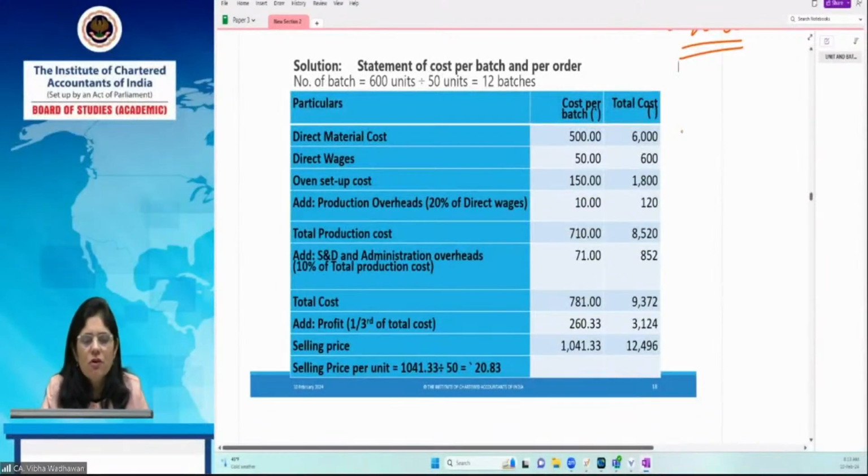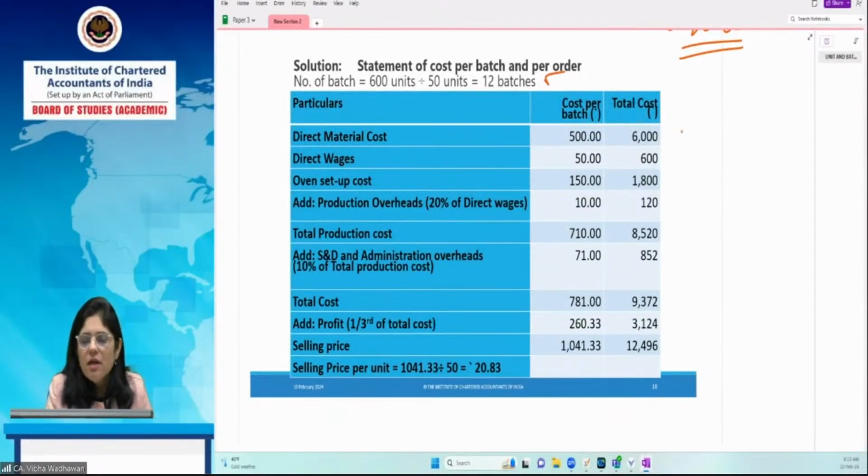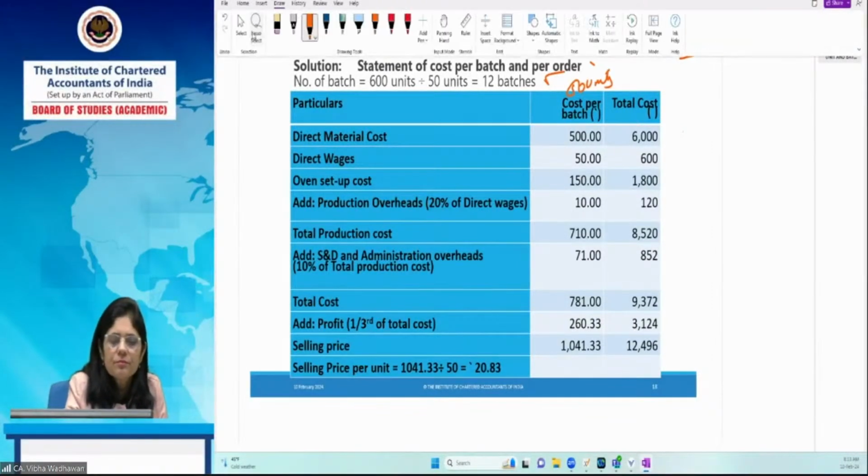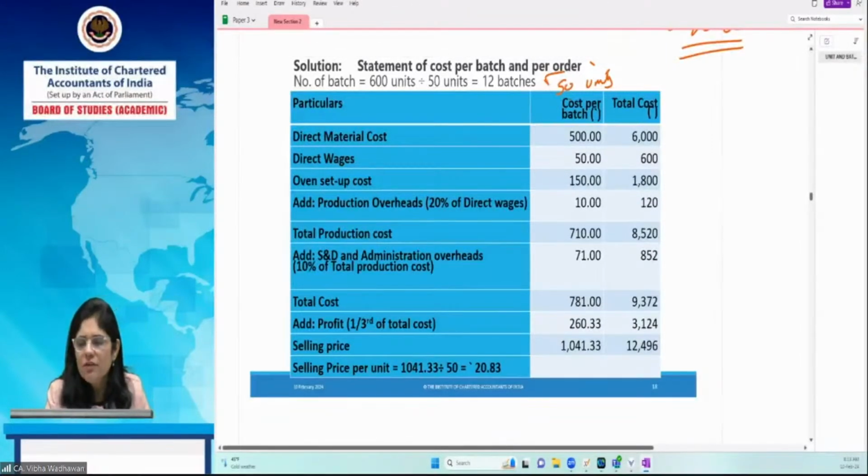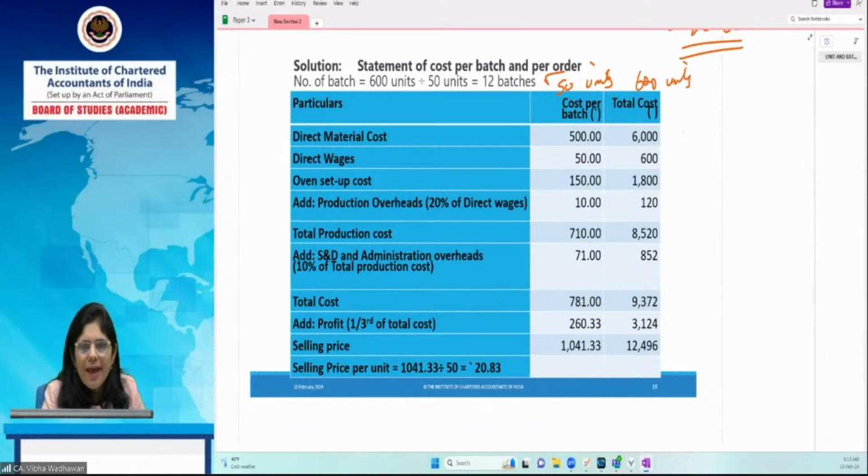So statement of cost, number of batches are 12. This is one batch of 50 units and total cost is for 600 units. Clear? So this is for one batch and this is for total. So this we have done, 852. Profit 3124. This is the total selling price. This is the selling price per batch for 50 units. So the selling price for 50 units is 1041, but for 1 unit it is 20.83.